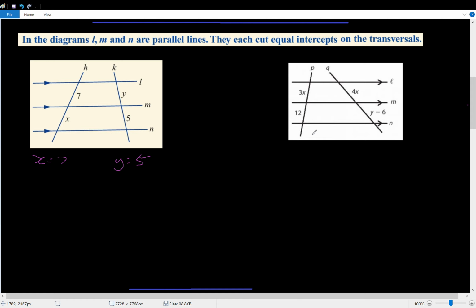And if we look at the other example over here, on P, we can say that 3x is equal to 12, which means x is equal to 4. And on the other side, we can say that 4x equals y minus 6. But we know that 4 is the value for x, so 16 equals y minus 6. So y is going to be equal to 22. So that's how it would work for these examples.